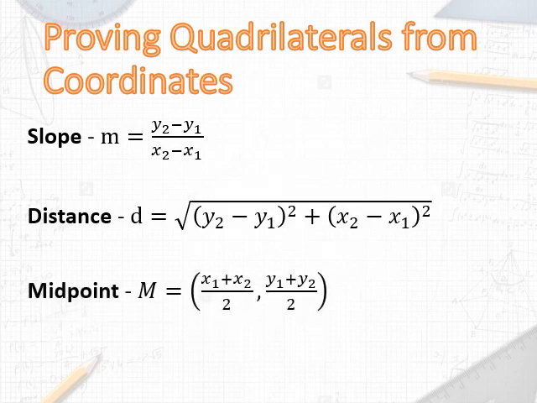And then the midpoint formula. What is the average of the x points and the average of the y points? Add them together, divide by 2. Your answer is still a coordinate.